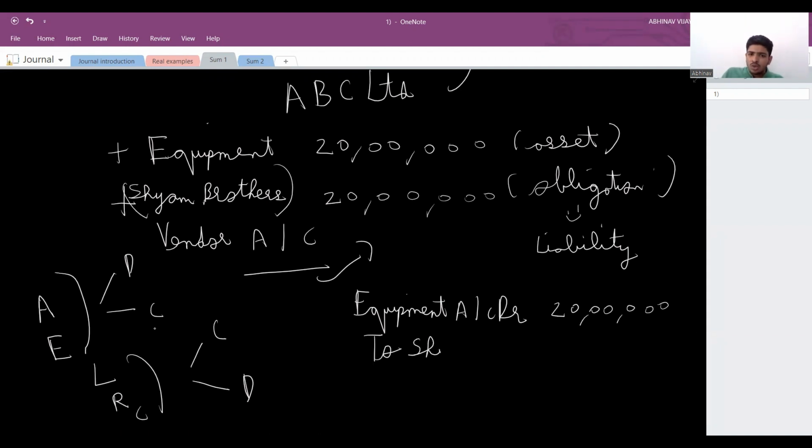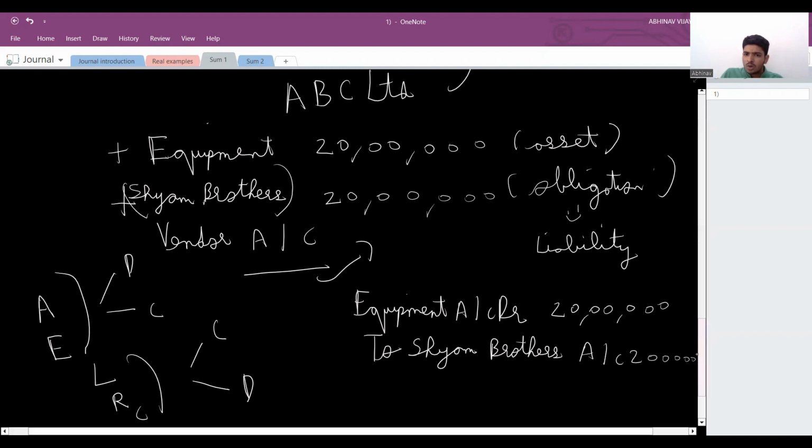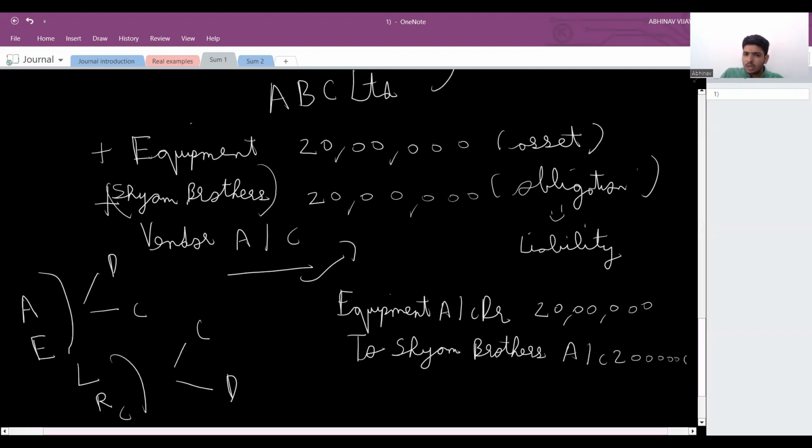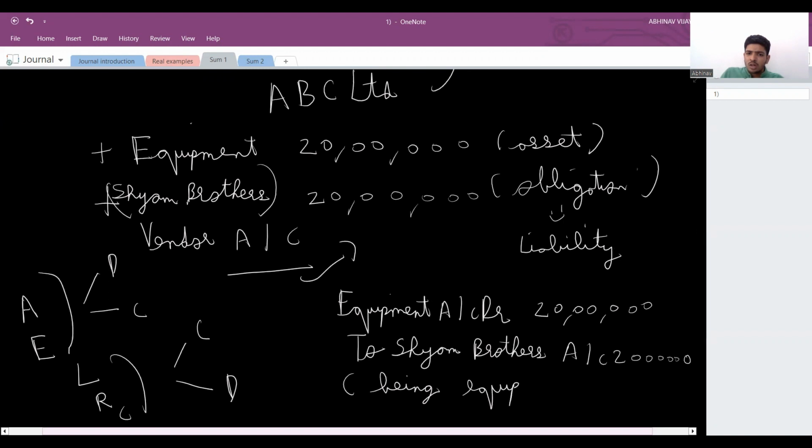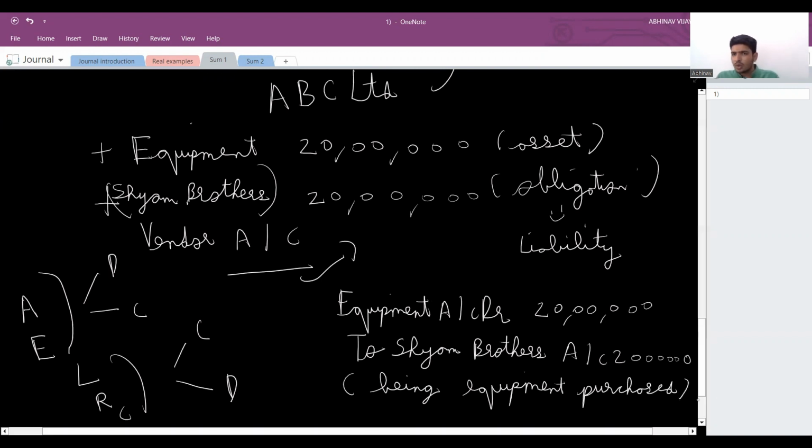So, to Sham Brothers Account 20 lakhs. Now, narration. Being equipment purchased on credit, or purchased on credit from Sham Brothers. Anything can be a narration.